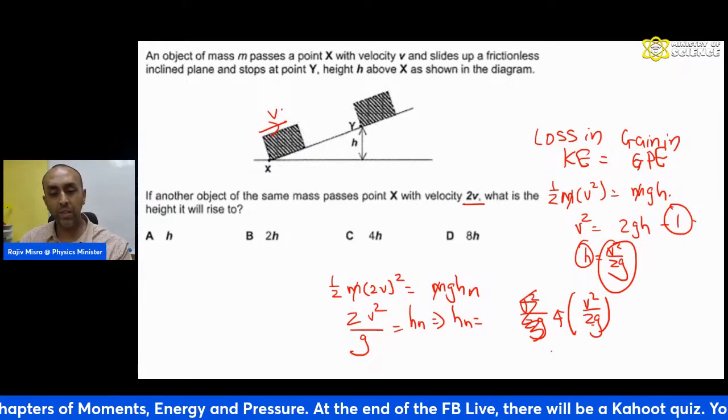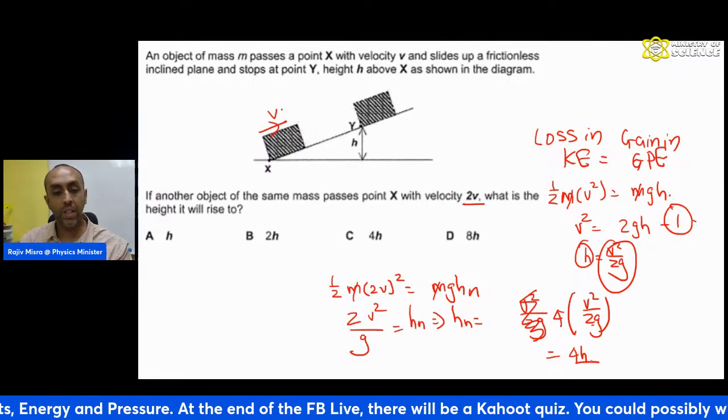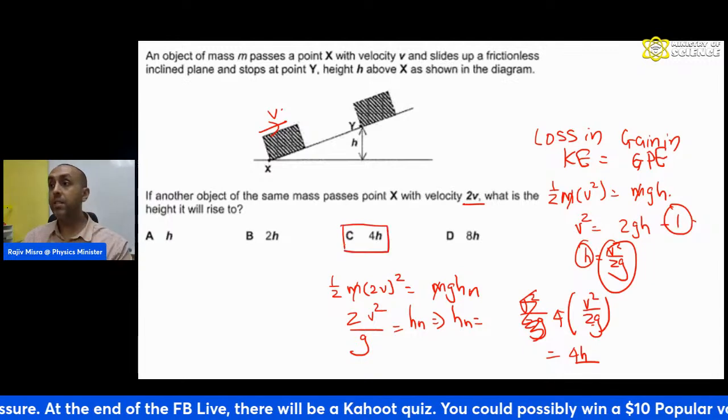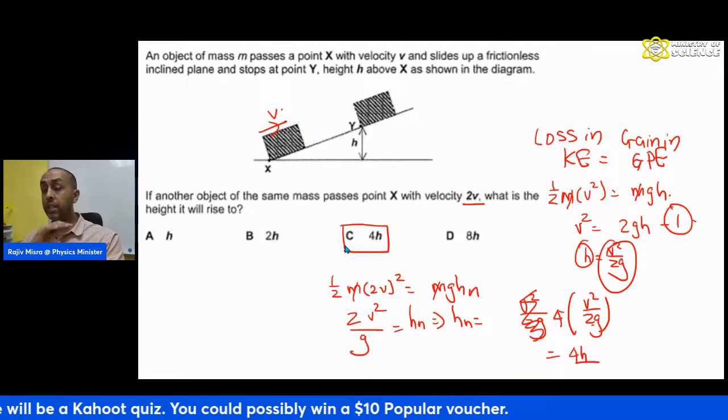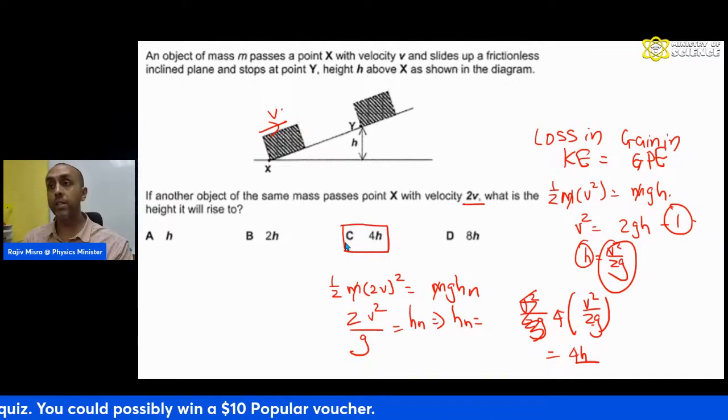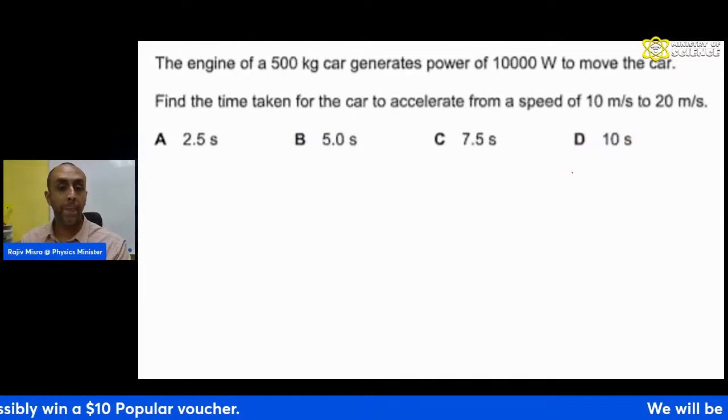And since v square over 2g is h, I take 4h. So the answer is C. It's as simple as that. And that's all you actually need to do for this type of question. A lot of students really complicate this type of question, and it's not that difficult actually.